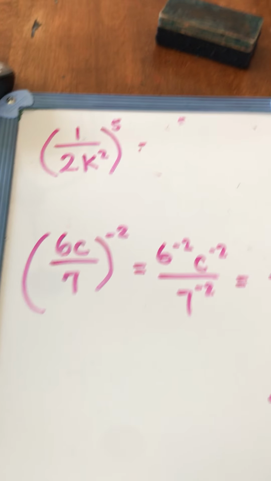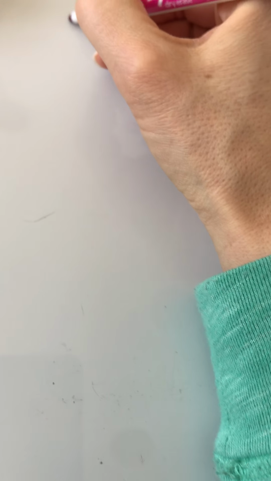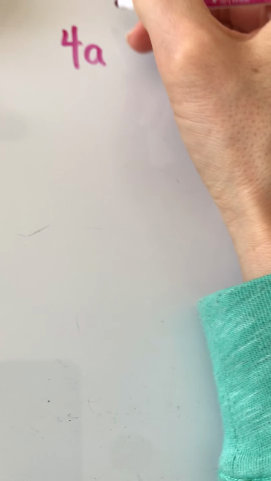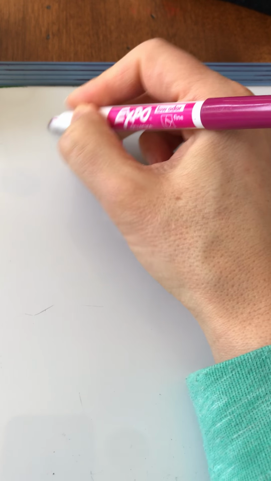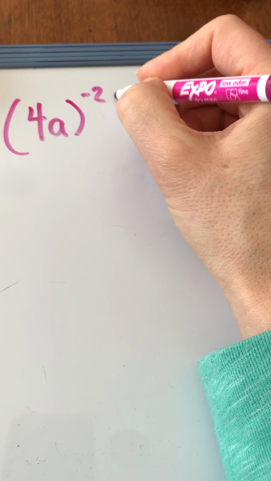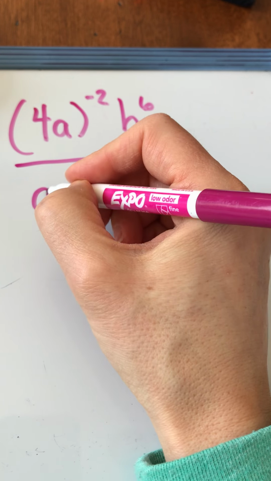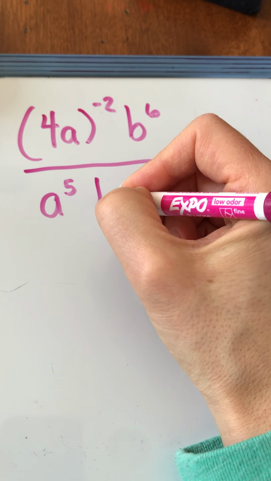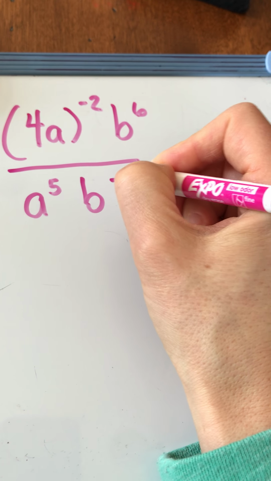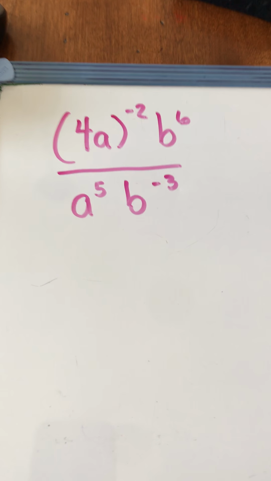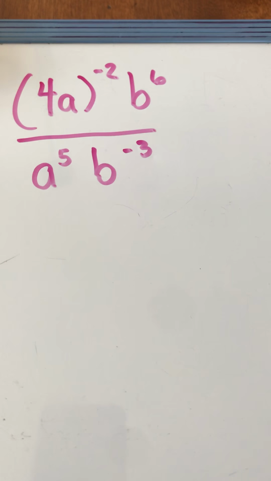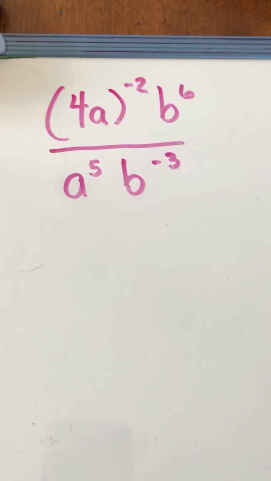So let me just clean this board quickly, and let's take 4a all to the negative 2nd, b to the 6th, all over, a to the 5th, b to the negative 3rd. All right, lot going on there. What can we do first?